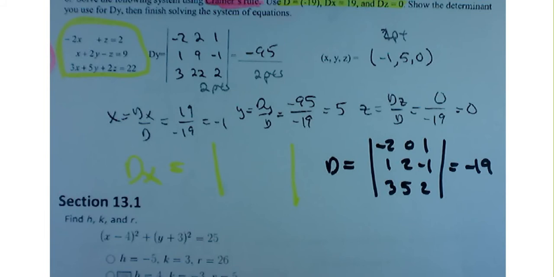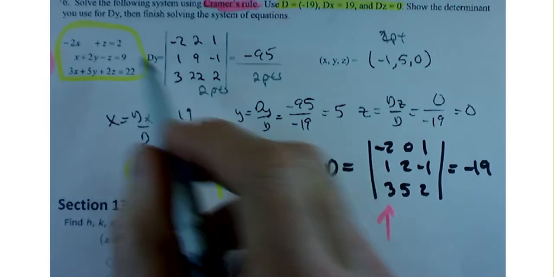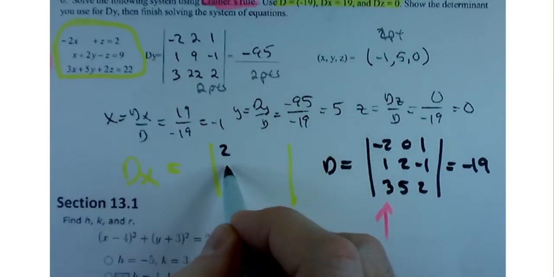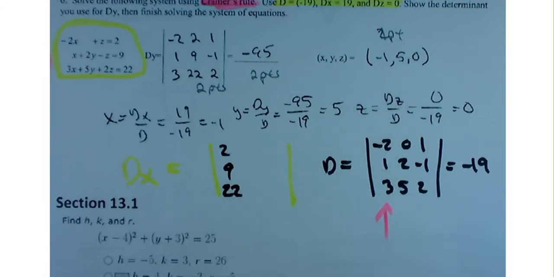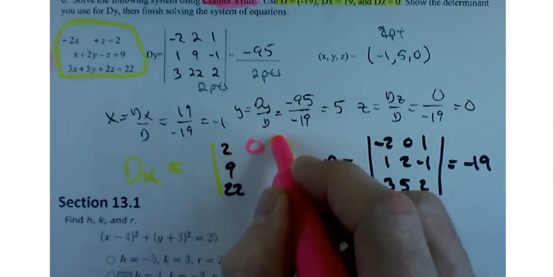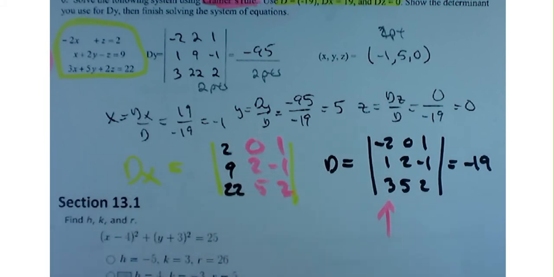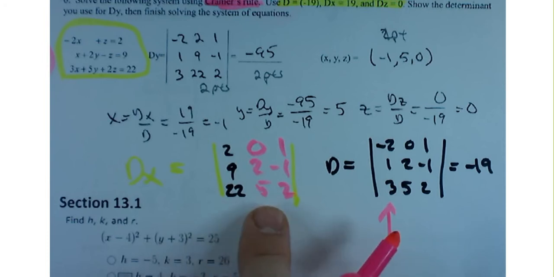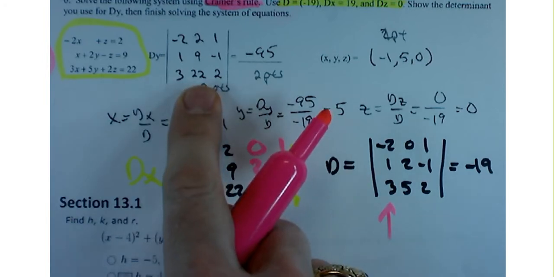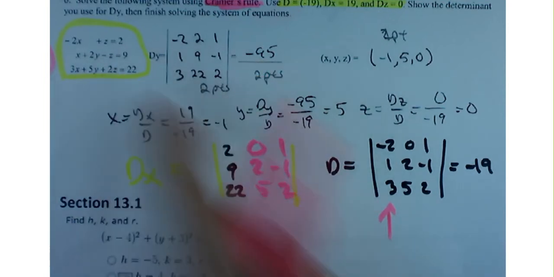And the trick is, to get dx, you're going to replace that column with the right-hand side. So it's going to be 2, 9, and 22. The rest of this stays the same. So the rest of that is going to be 0, 1, 2, -1, and 5, and 2. But to get dx, you're just going to replace that one column. To get dy, you'd replace the middle column, which is what I did up here. To get dz, you'd replace that column by the 2, 9, and 22.